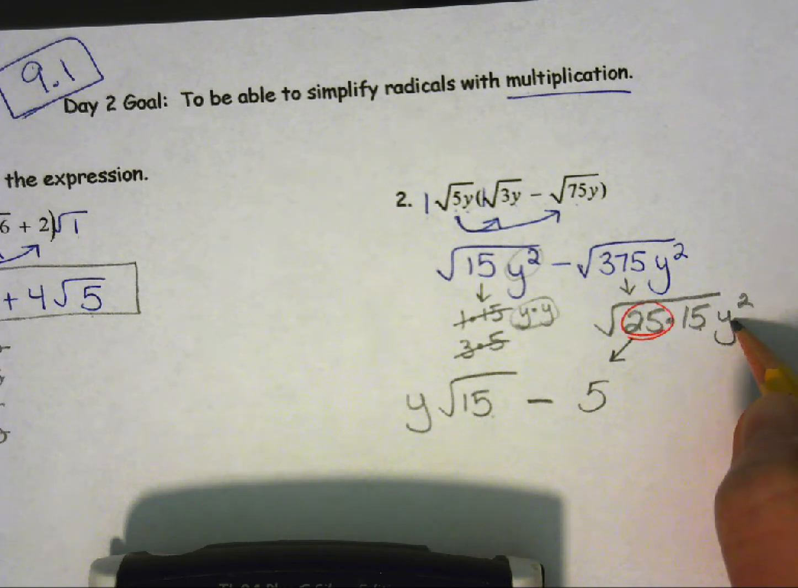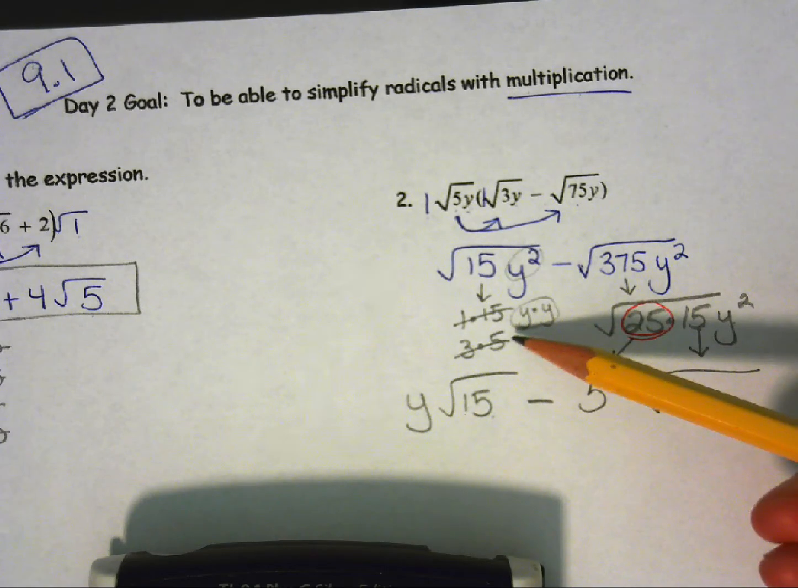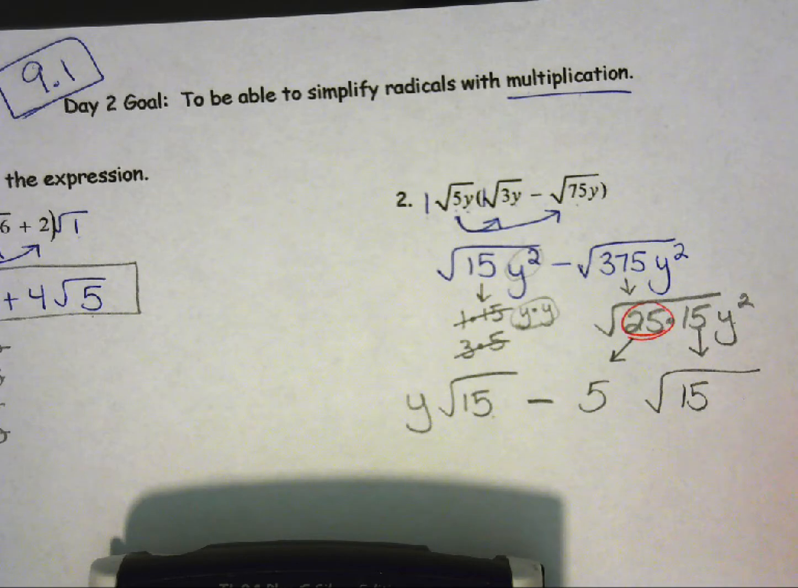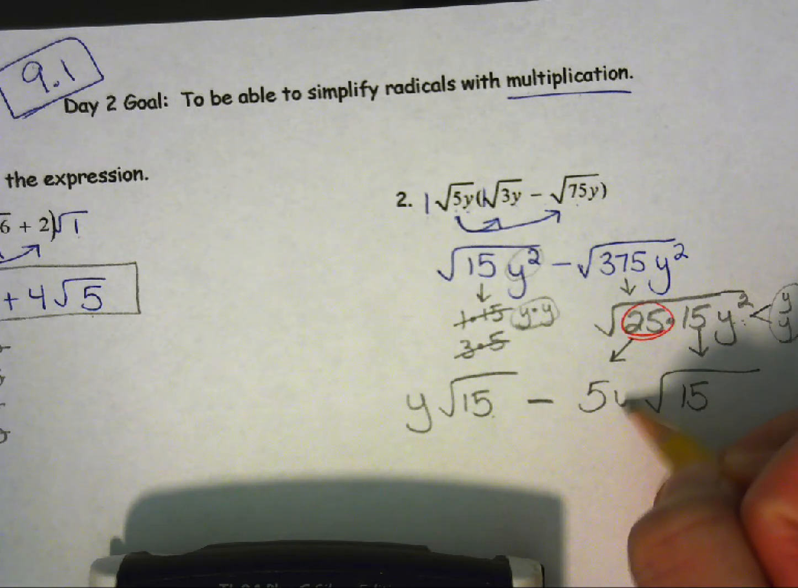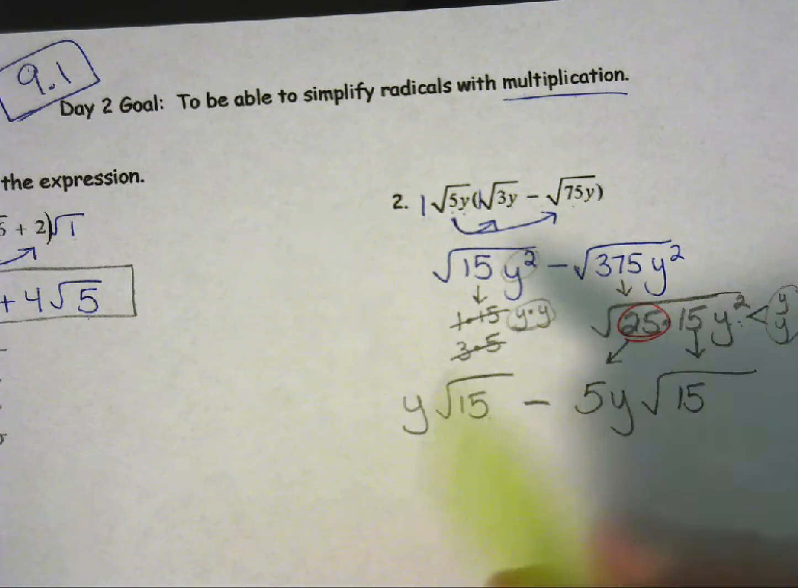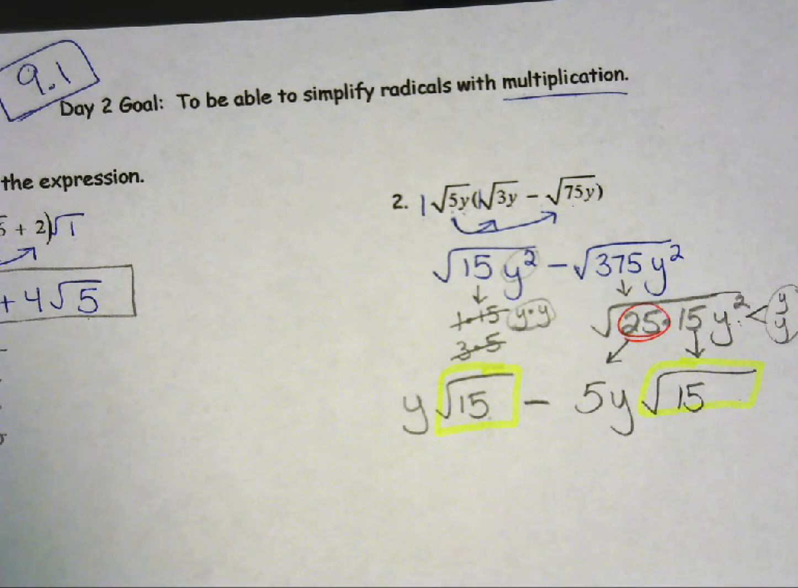Now I'm going to leave a little space for that variable. And the 15 we already found from over here can't go any lower. So it's just going to be a 15. And then remember, like what we said, the y squared is really y times y. So since we have a pair, that's going to come out front. Okay? Now, notice our radical piece is exactly the same. And we already know it can't go any lower.